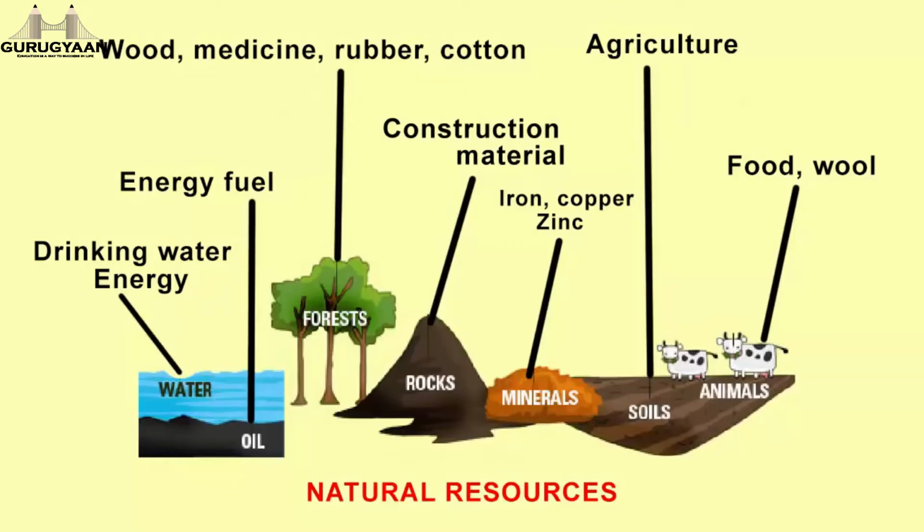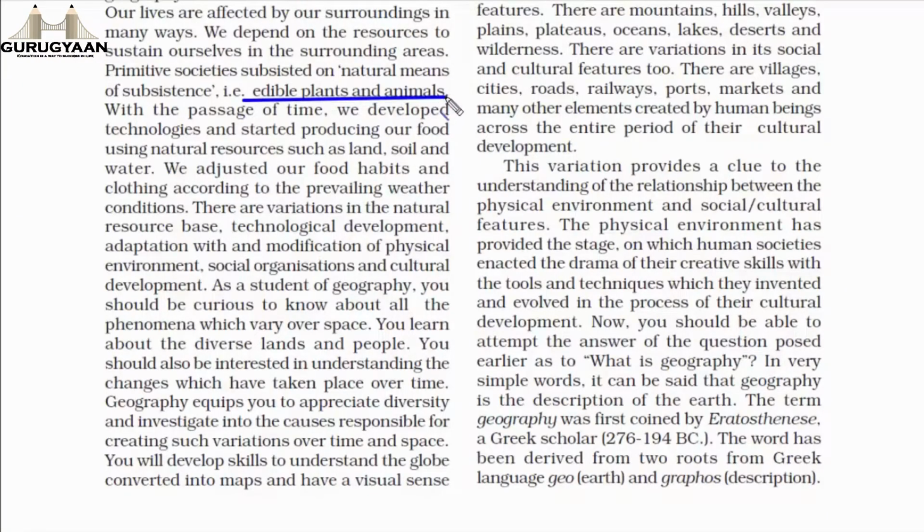If you see, everything around us came from natural resources like plants, animals, minerals, soil, and water. There was a time when people only ate edible plants and animals to survive. As time went by, human beings developed technologies and that gave birth to the food industry. So you see how our food habits changed over time. And the same goes for clothes as well.